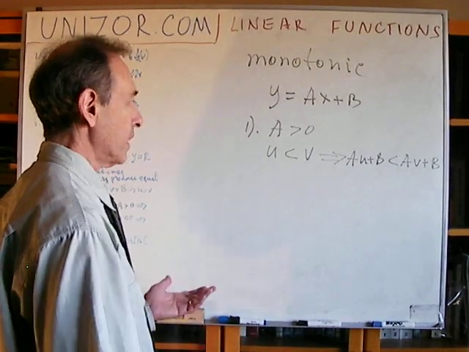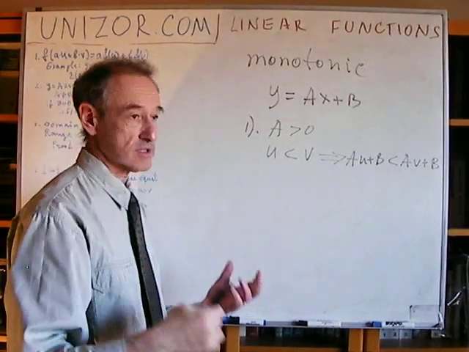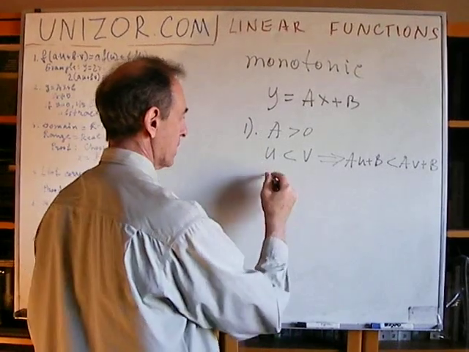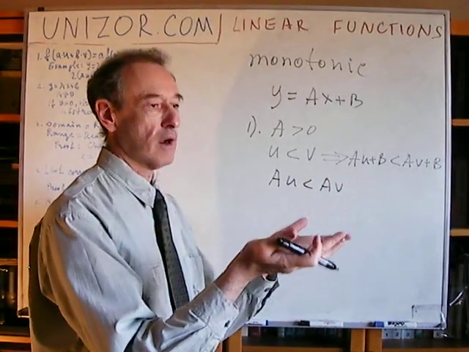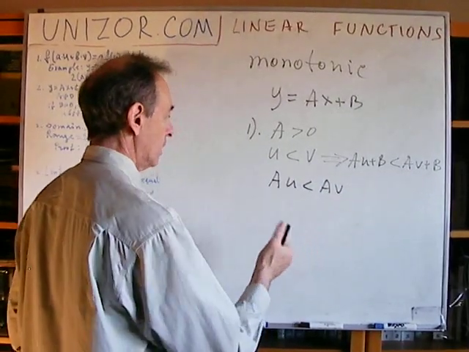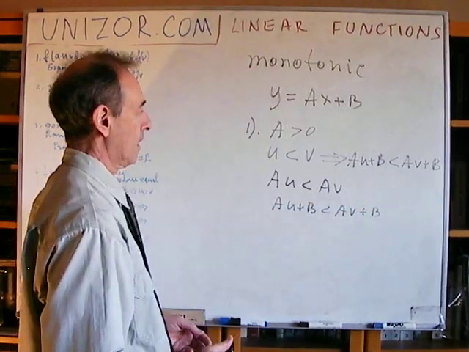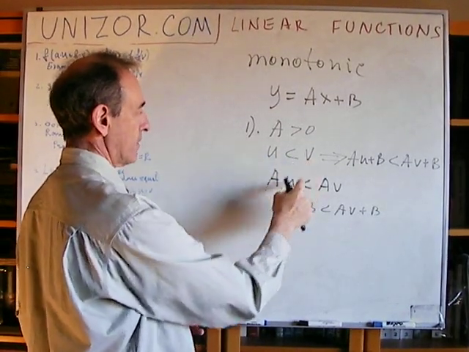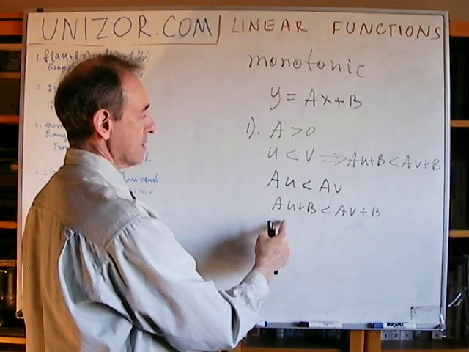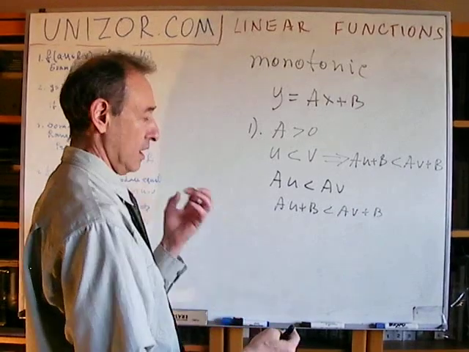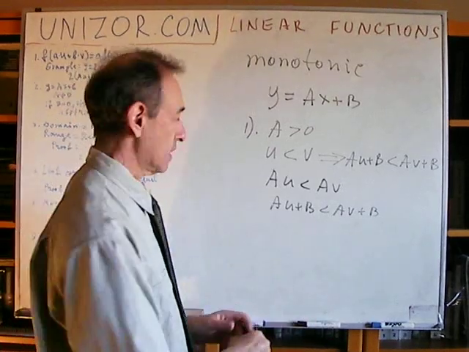Well, how can we prove it? It's basically very easy. Let's think about it. If u is less than v, and you multiply a smaller number by some positive number, then the result will be smaller, which means au will be less than av. Now, if you have two numbers, one less than another, and we add the same number b to both, obviously the result would also be smaller. So, starting from the smaller argument, we multiply by a positive real number a, the result also would be smaller. And then we add some number, doesn't really matter, by the way, positive or negative. If one number is smaller than another, we add the same value to both of them, the result will also be smaller.